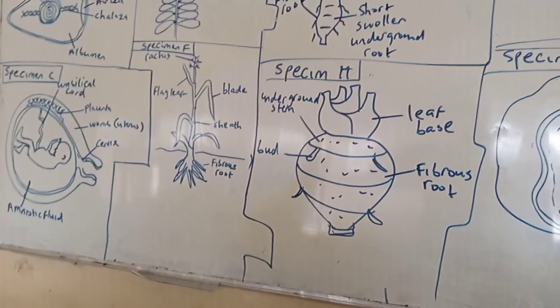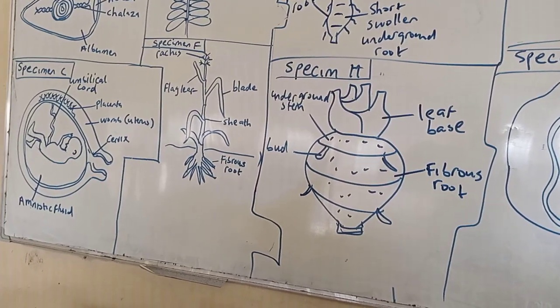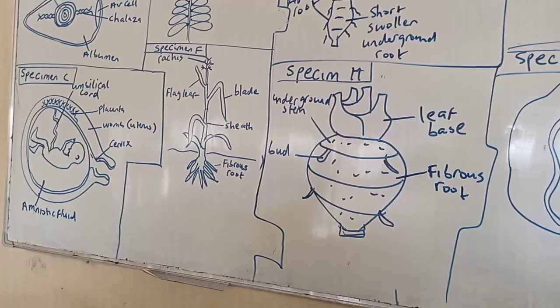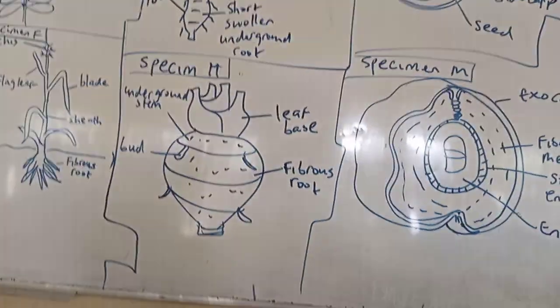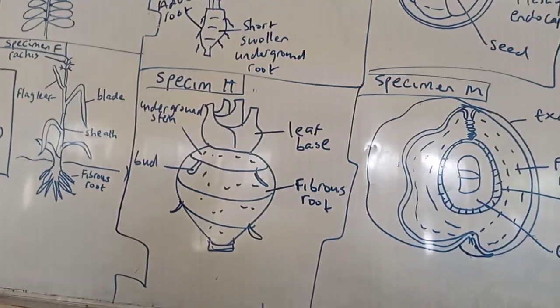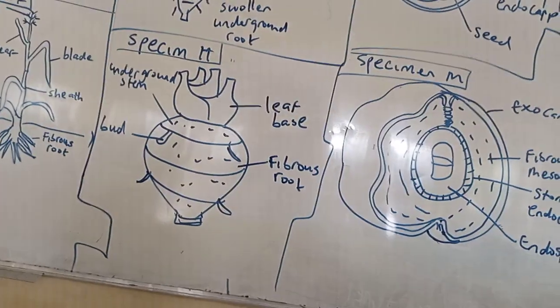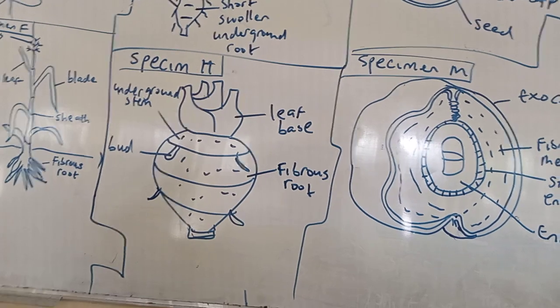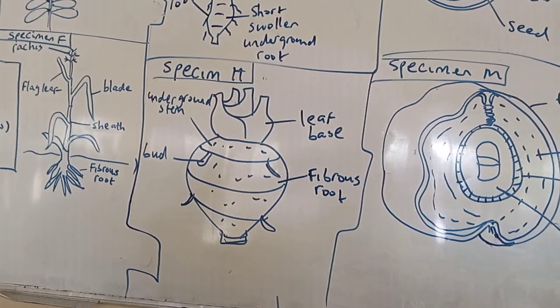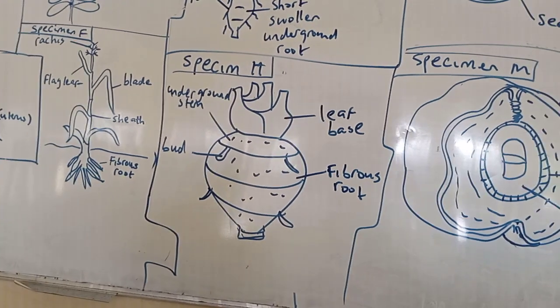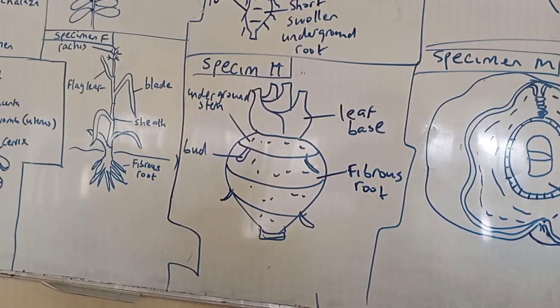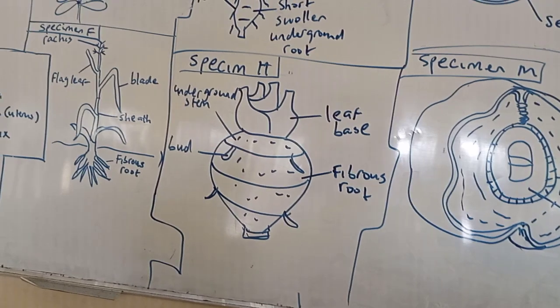Specimen H, the features. Specimen H is the culm of cocoyam. That's the crop that we are eating, the harvested, edible part. We have the diagram there. As you can see, we have the underground stem, leaf base, fibrous root, and bud.